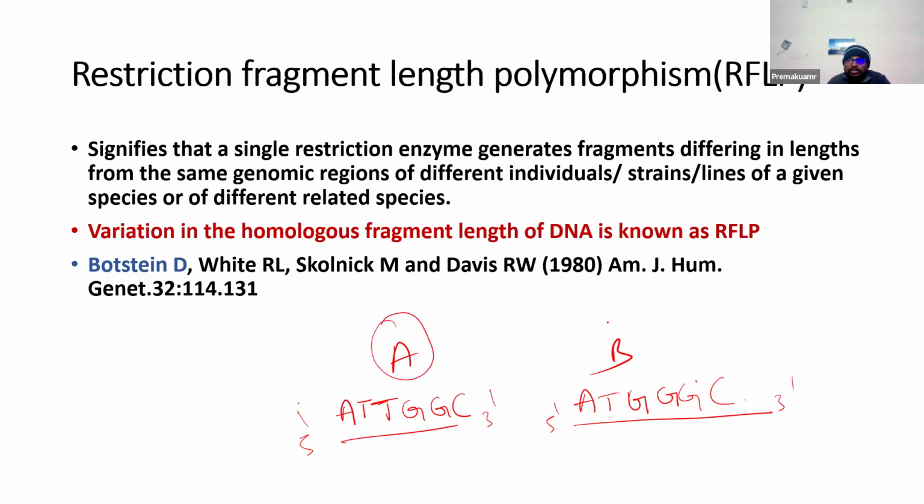Think this is A individual and this is B individual. And this is the same locus. Think this is from like 10 base pair to 16 base pair on the same location. They are in the same location.